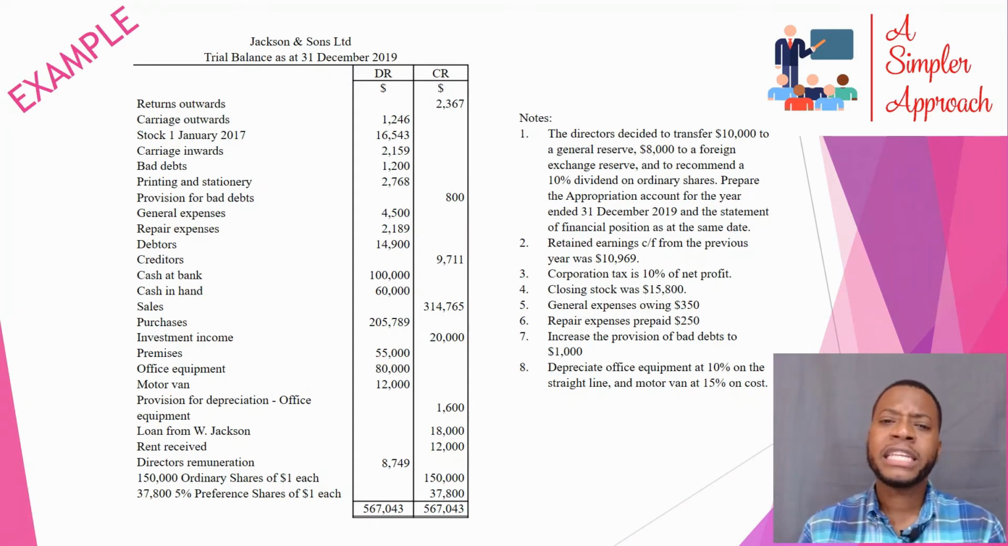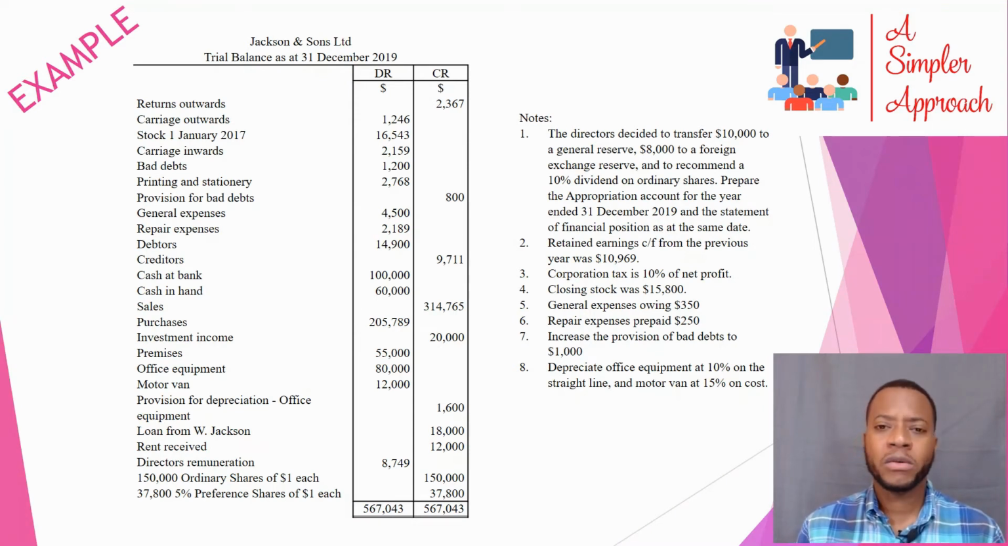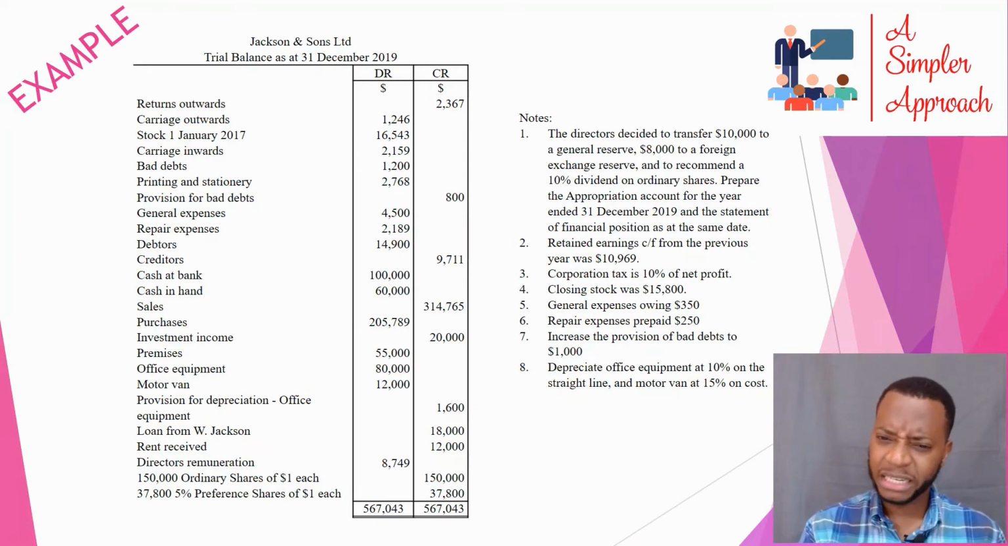All right. Take note of the first note. The directors decided to transfer 10,000 to a general reserve, 8,000 to a foreign exchange reserve, and recommend a 10% dividend on ordinary shares. Now, we're going to use this example and look at what the income statement and the statement of financial position will look like. And along the way, we're going to put certain things into perspective.